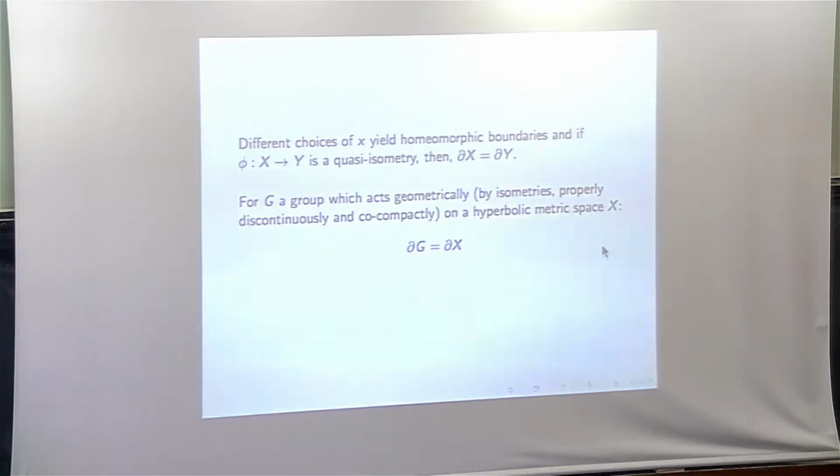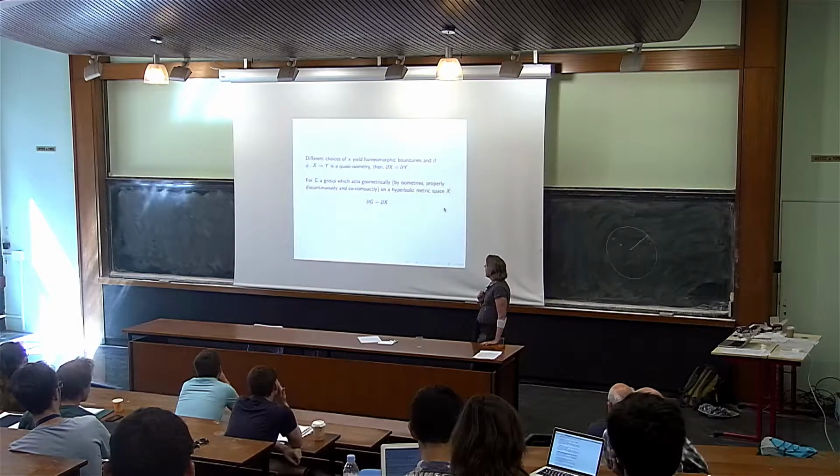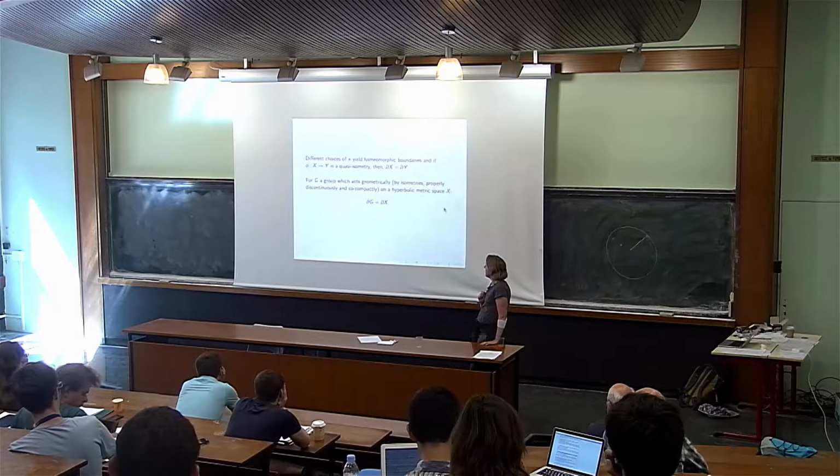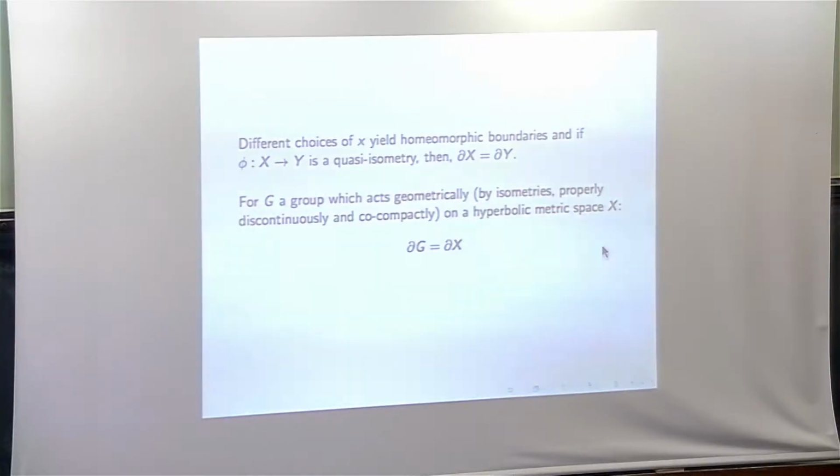Now if I have a group that acts geometrically, so geometrically means by isometries, properly discontinuously and co-compactly, then I'm going to identify the boundary of that space and call that the boundary of the group. It's a theorem that if G acts geometrically on 2 different spaces, then they're quasi-isometric. So this means that the boundary of a group is well defined up to homeomorphism. Okay, so I'm going to stop talking about the space and think about the group.